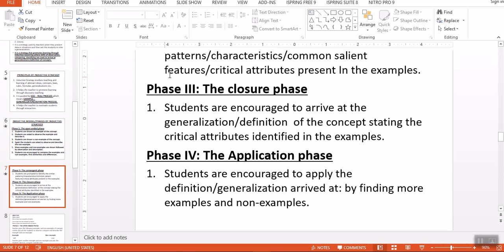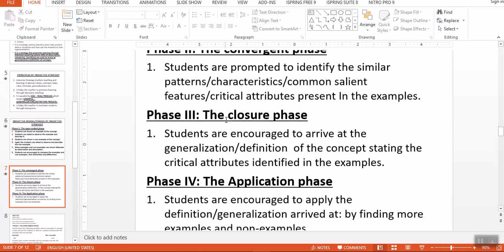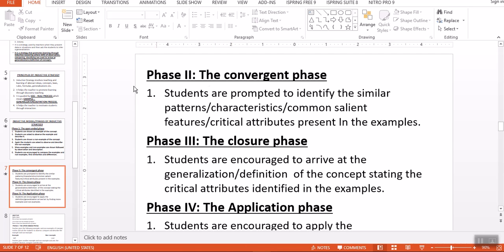Now the second phase is the convergent phase. Previously, phase one was an open phase where the students are given examples and non-examples by the teachers, and are given an opportunity to add more examples. Coming to phase two, each student now has to try to converge their ideas, bring them closer. The ideas have to come closer.